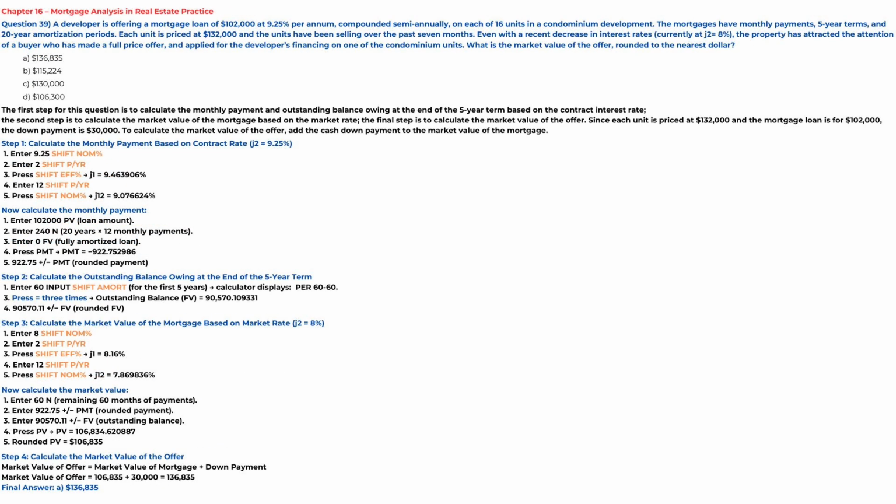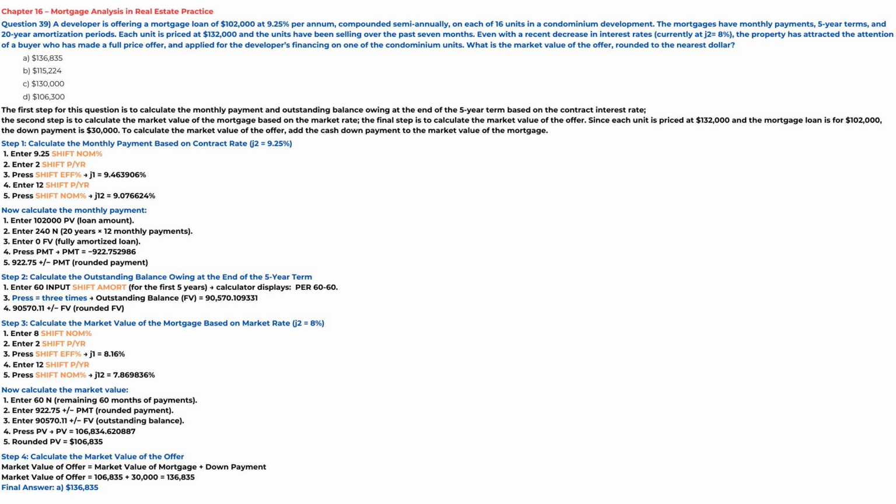Question 39. A developer is offering a mortgage loan of $102,000 at 9.25% per annum, compounded semi-annually, on each of 16 units in a condominium development. The mortgages have monthly payments, 5-year terms, and 20-year amortization periods. Each unit is priced at $132,000, and the units have been selling over the past 7 months. Even with a recent decrease in interest rates, currently at J2 8%, the property has attracted the attention of a buyer who has made a full price offer and applied for the developer's financing on one of the condominium units.